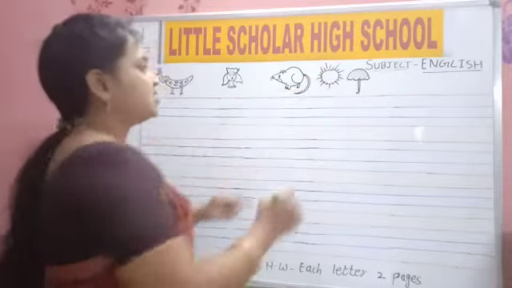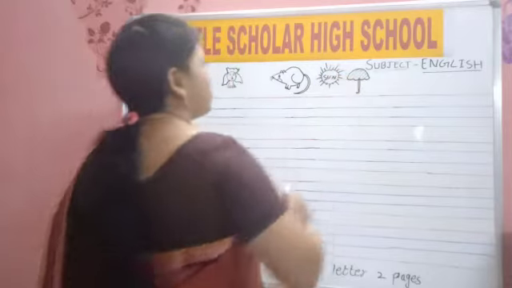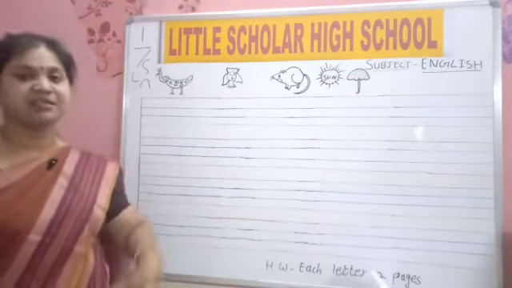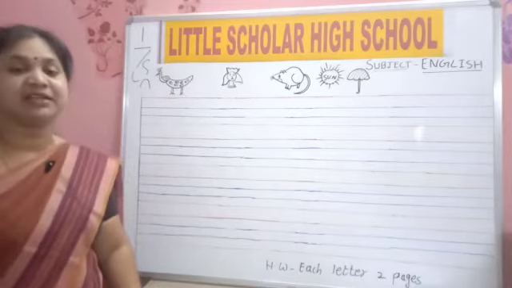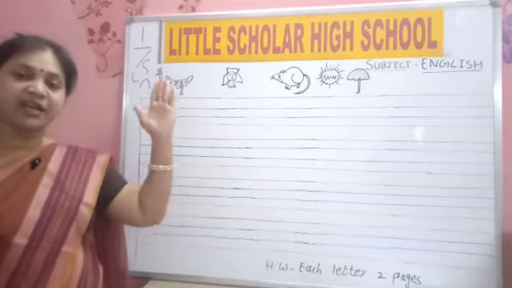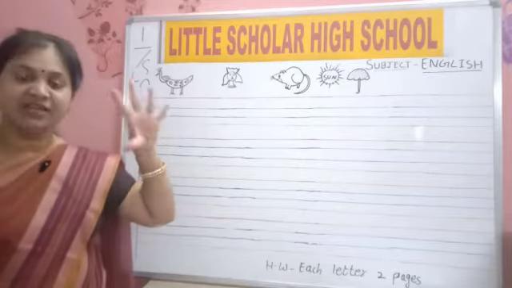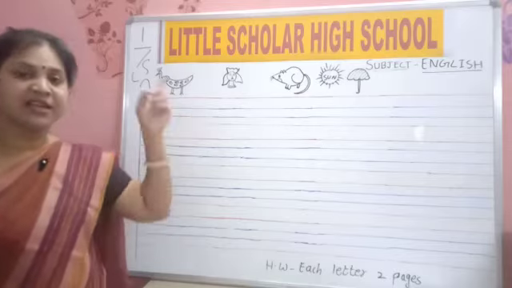Say me, what is this? Sun, children. Yes, S-U-N, sun. Where can you see the sun? We can see the sun in the sky. And when can you see it? In the daytime. Nighttime we will see the moon. Now daytime, what can we see in the sky? We can see the sun shining brightly. Where is the sun? In the sky.